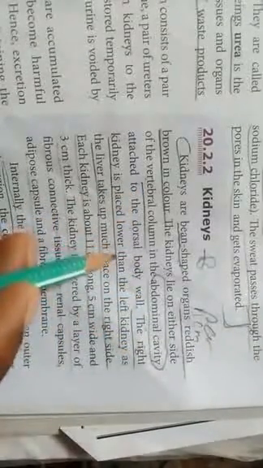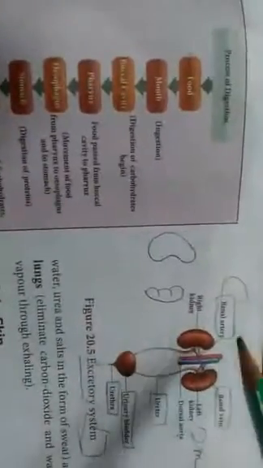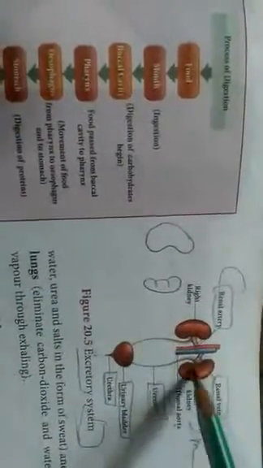The right kidney is placed slightly lower than the left kidney, because the liver takes up much space on the right side. Each kidney is 11 cm long, 5 cm wide and 3 cm thick.